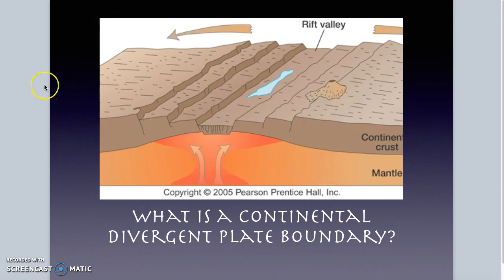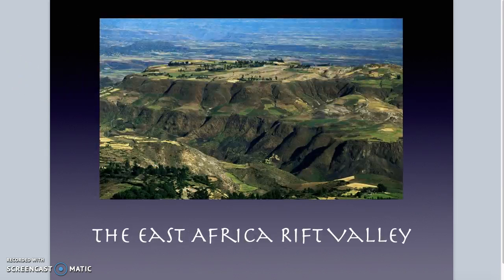A real-world example of a continental divergent plate boundary is the East Africa Rift Valley. Here, we can see a great visual of the many small rifts caused over time.